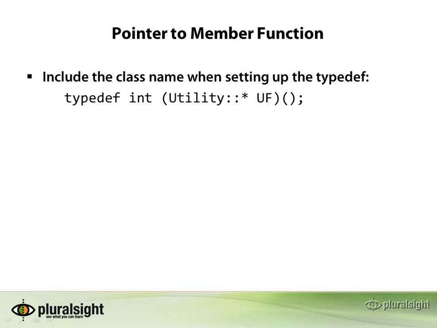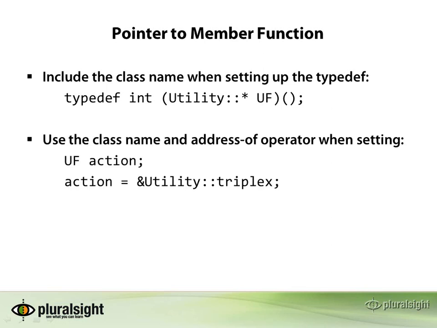And you wouldn't be allowed to use that pointer to point to a member function of a totally unrelated class like bank account that also happens to take no parameters and return an int. When you want to set the value, here we're declaring an instance of that typedef called action, and we actually use the address of, say, the address of utility::triplex.